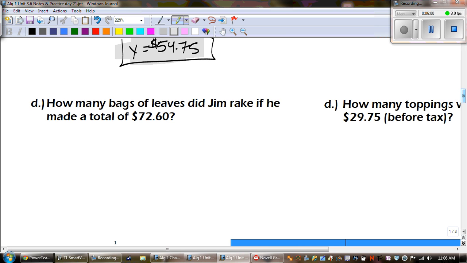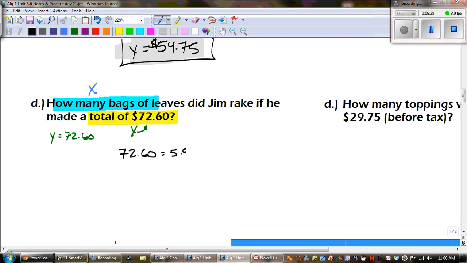All right, D. How many bags, that's our X, did Jim rake if he made a total of $72.60? So they're telling us that y equals 72.60, and we don't know our X. So when we use that original equation again, we have 72.60 equals 5.95x plus 25.